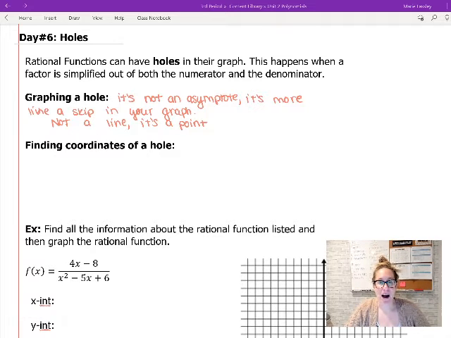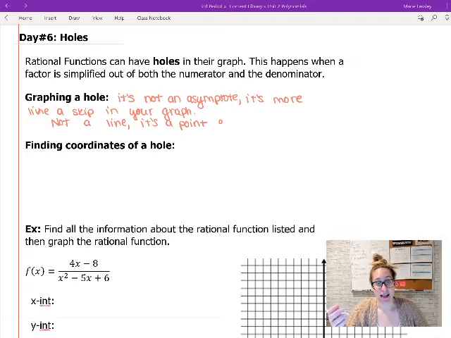And when you graph it, you're just going to do an open circle. So instead of a dot that you fill in, it's an open circle. And when you graph it, you just go up to that hole. You don't go through it, and then right after the hole's over, you just continue on your graph.